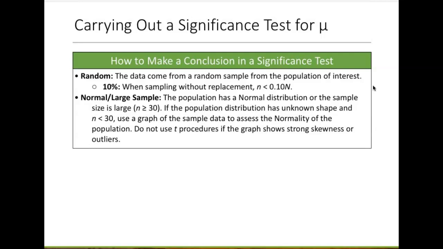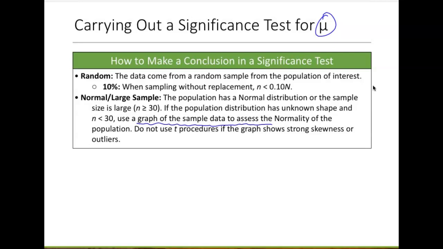All right, so again, when we're carrying out a significance test for mu, we're checking our same three conditions: random, the data have to come from a random sample from the population of interest; 10%, when sampling without replacement, your sample has to be less than 10% of the population size; and then large counts, either you know the population has the normal distribution, or you know the sample size is greater than or equal to 30.